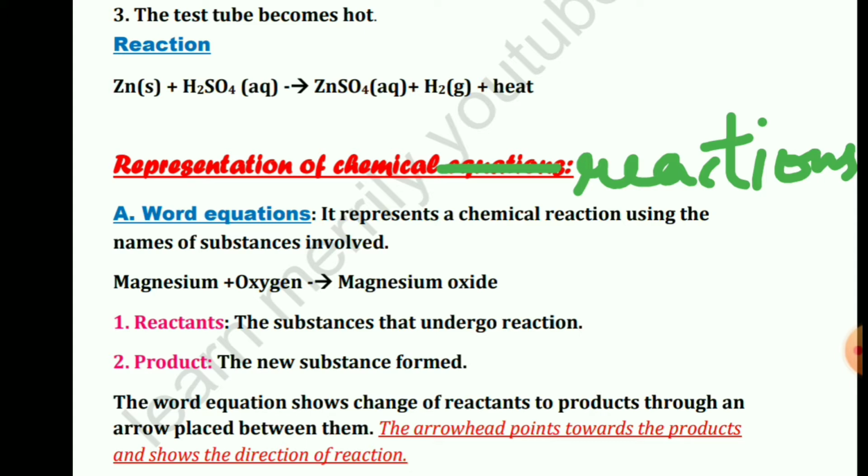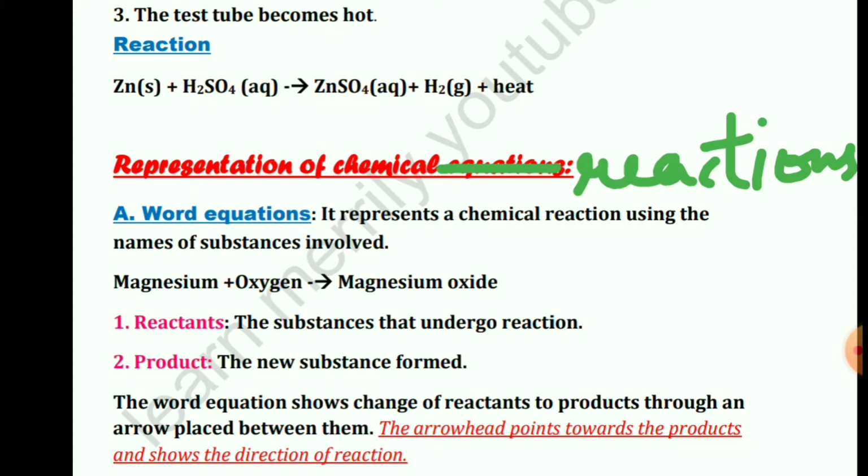Now first of all, why do we need to represent chemical reactions? Every time expressing the chemical reactions in the form of words will be very tedious. For example, for this reaction, zinc reacts with sulfuric acid to give zinc sulfate and hydrogen gas. If I write it in words every time, then it will be very tedious and time consuming, and also irritating. So to decrease our work, we have found ways to represent chemical reactions. And what are those ways?